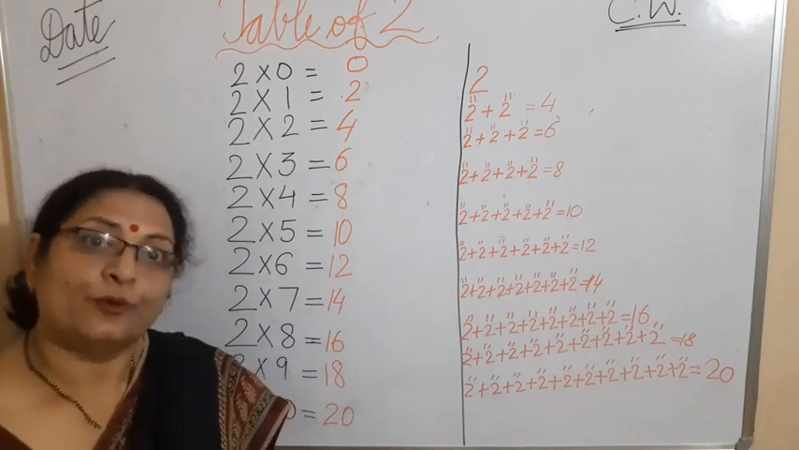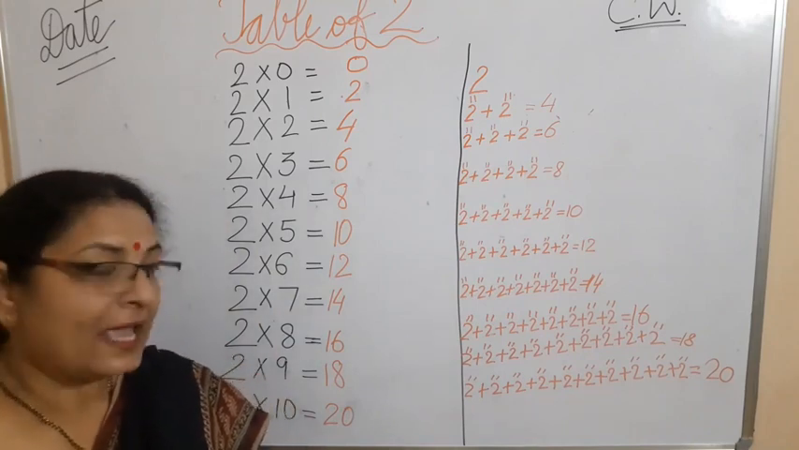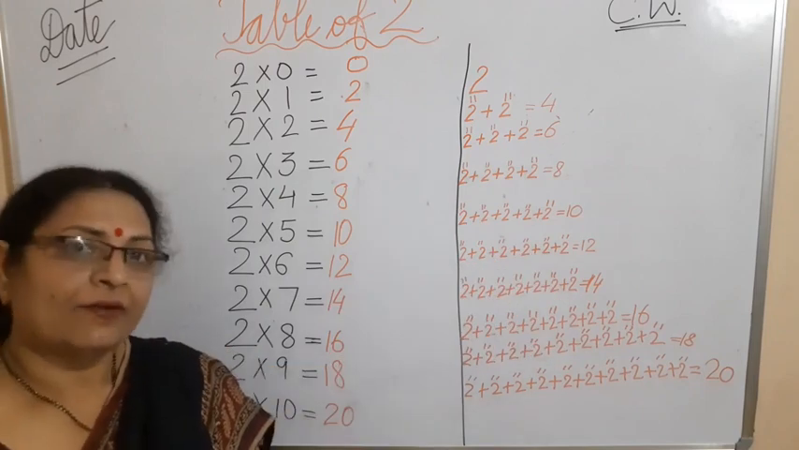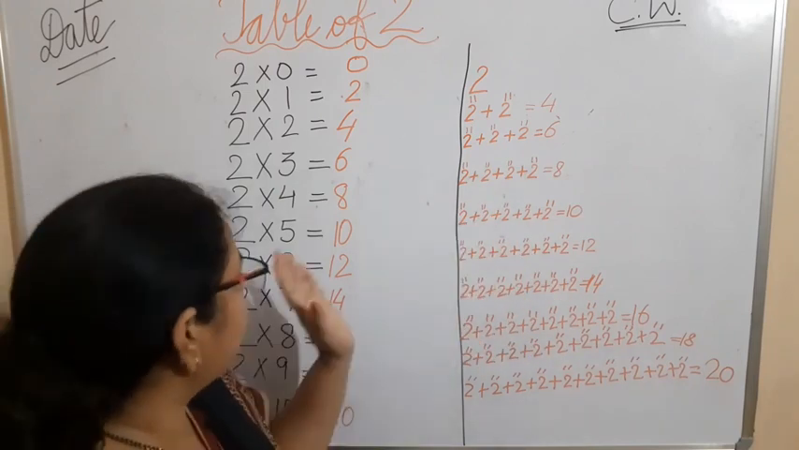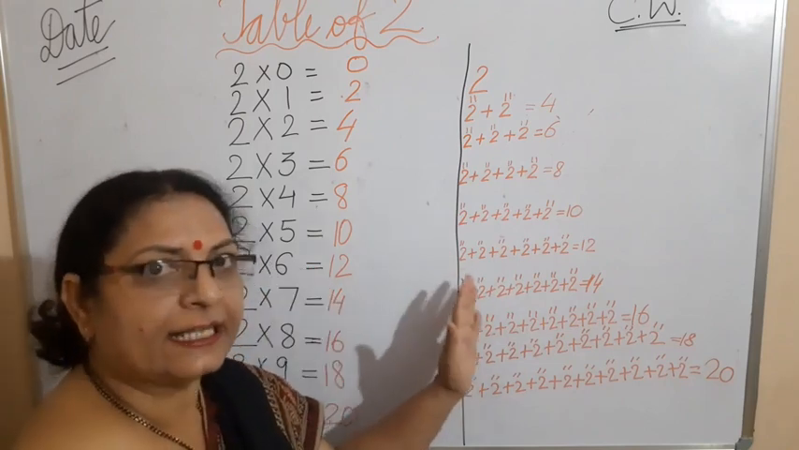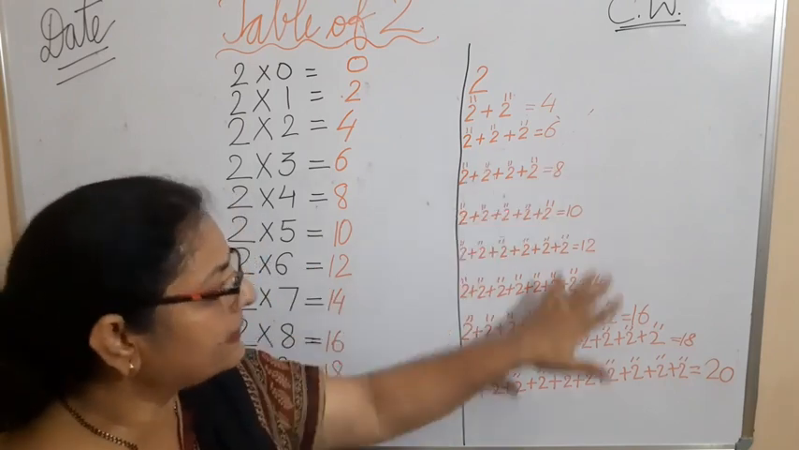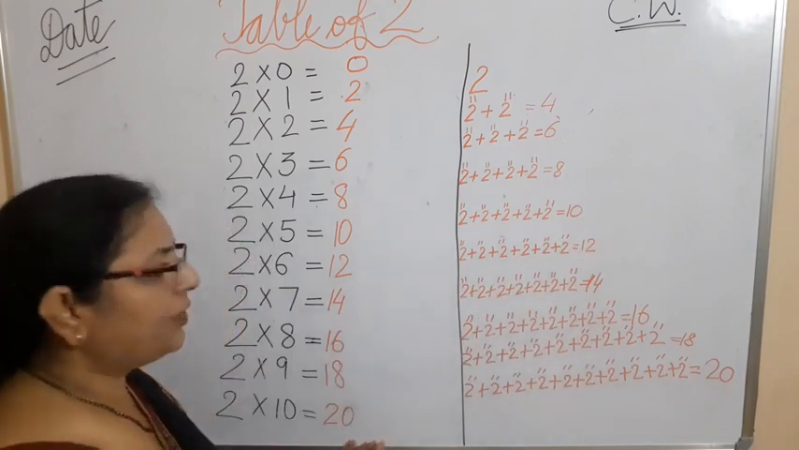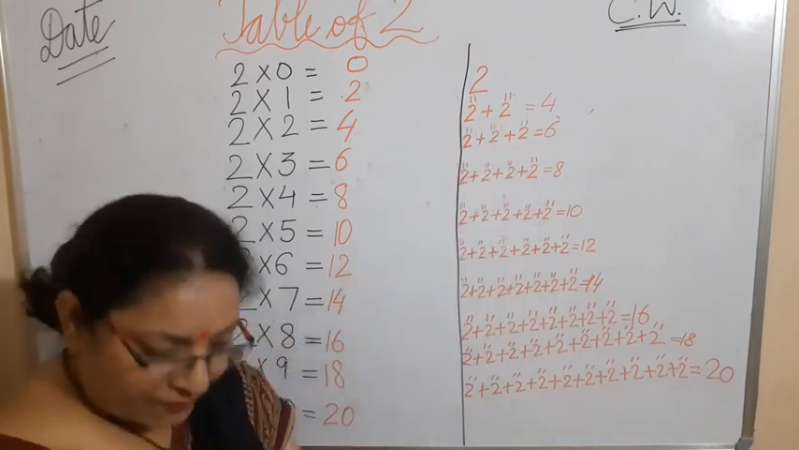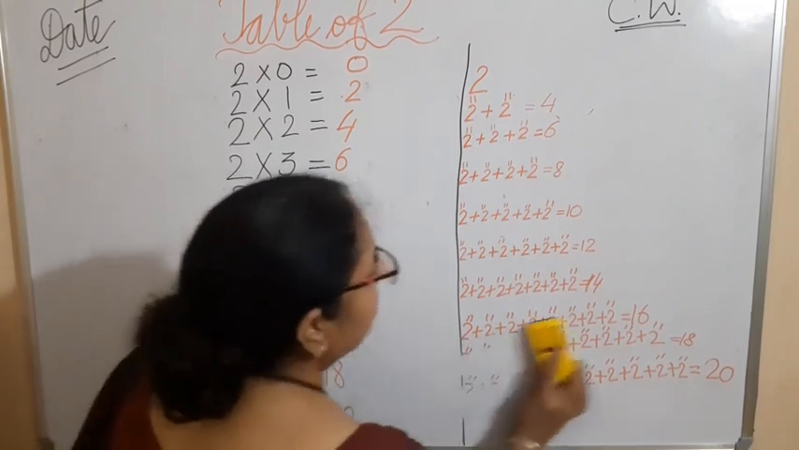I hope you have understood. Okay? And this is rough work. I just made you understand this table, how you will learn and write the table easily. That's why I applied this method to make you understand. And after finishing your table, you can remove it. Okay? You can remove it.